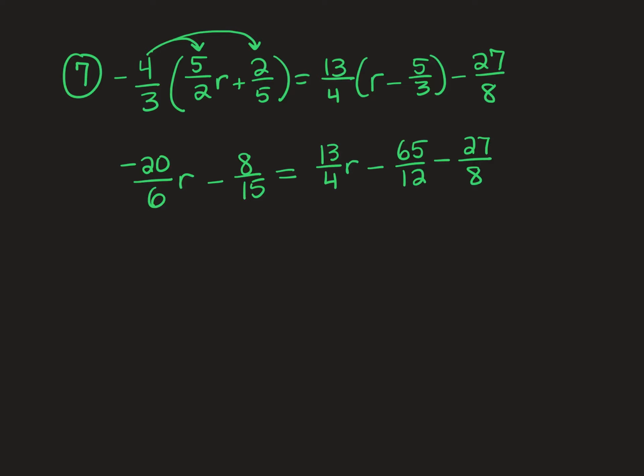Because 6 will go into 120 how many times? 20 times. 15, I think, is 8 times. 4 would be 30 times. 12 is 10 times. And 8 would then be 15 times. So we have a common denominator.